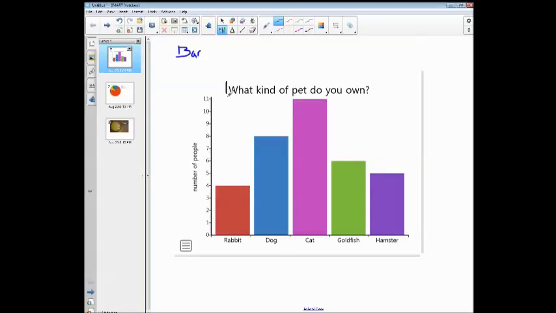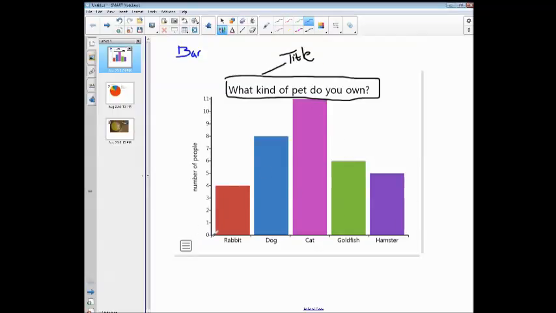Let's start from the beginning. This part up here is very important. It's called the title. And sometimes, as it is here, the title's in the form of a question. What kind of pet do you own? But other times the title might just be a statement. But the title always gives us an insight as to what question this graph is answering. So it's called the title.